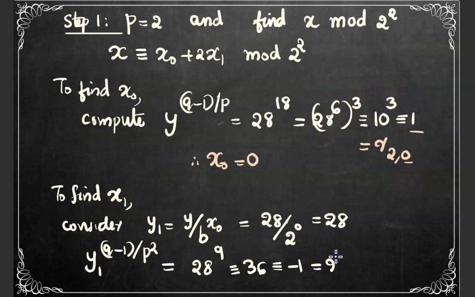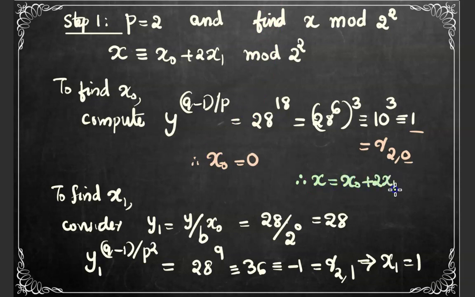So this is equal to R21, and this will imply that x1 is equal to this 1. Thus we have evaluated both x0 and x1 in the case when p is equal to 2. Therefore, x is equal to x0 plus 2x1, and that will be 0 plus 2 into 1, which is 2. So x is congruent to 2 modulo 4. Now let us consider the case when p is equal to 3.